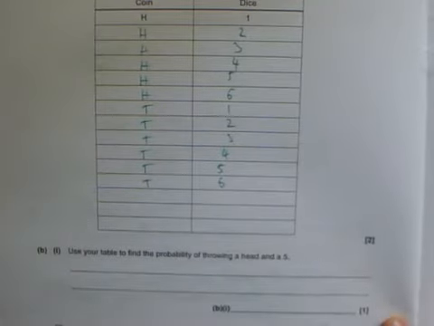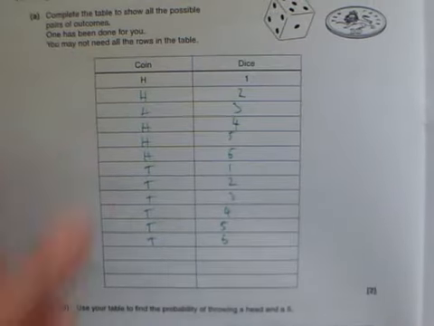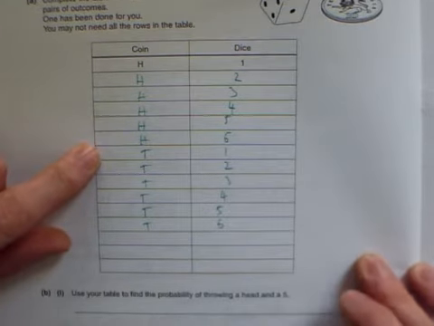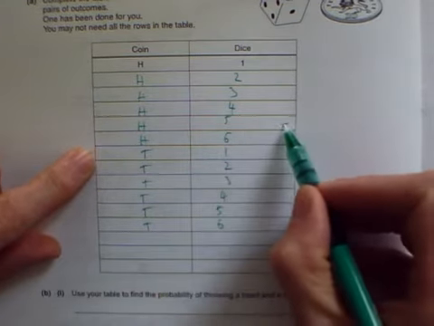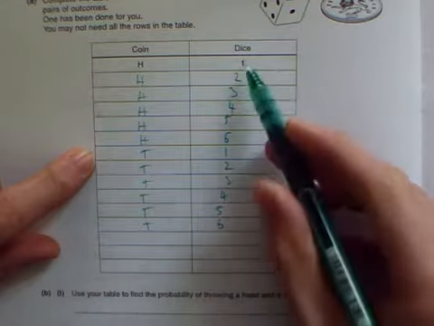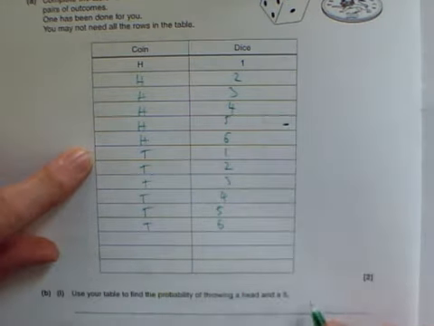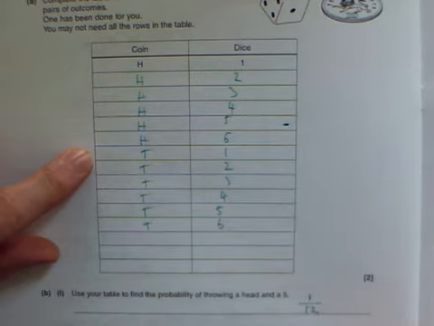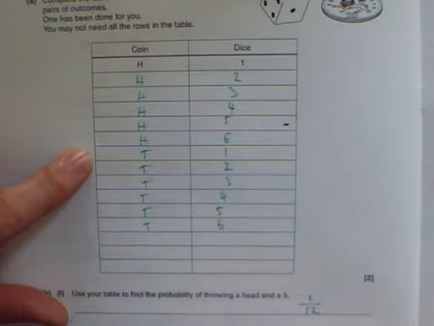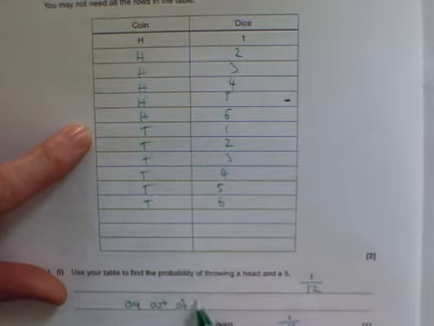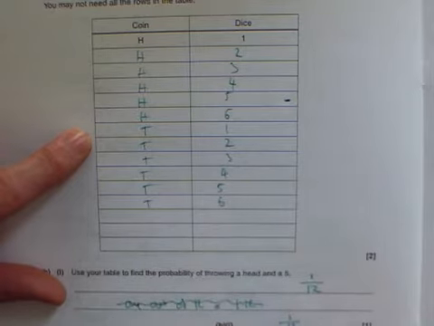Use your table to find the probability of throwing a head and a 5. Head and a 5 is that one there. So that's 1 out of 1, 2, 3, 4, 5, 6, 7, 8, 9, 10, 11, 12. 1 out of 12. Don't write 1 out of 12 or 1/12 because they won't get you the mark. Must be written as a fraction.